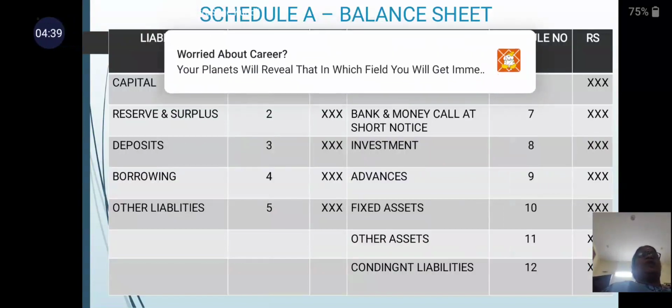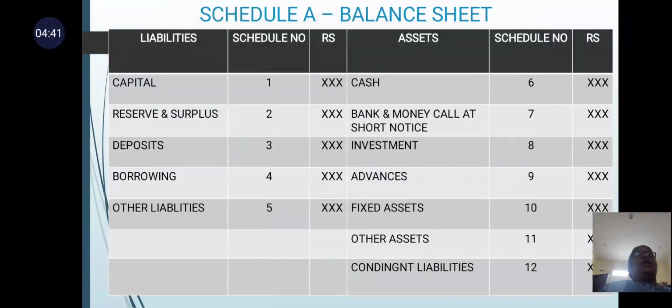Advances, Schedule number 9. Advances, loans and advances, cash credit, bank overdraft. And fixed assets, Schedule number 10. Land and building, machinery, computers and other parts. Other assets, tax paid in advance. All other assets come under Schedule number 11. Contingent liability, bills received on behalf of customers, bill endorsement, all these items come under contingent liability.